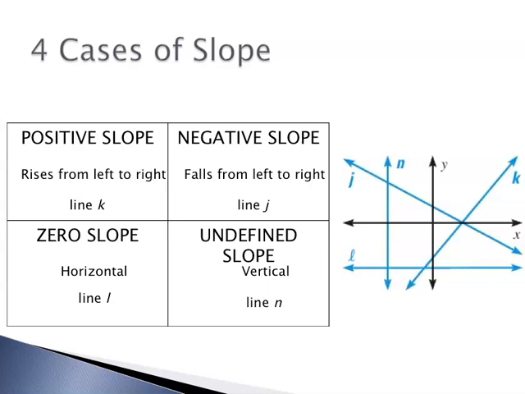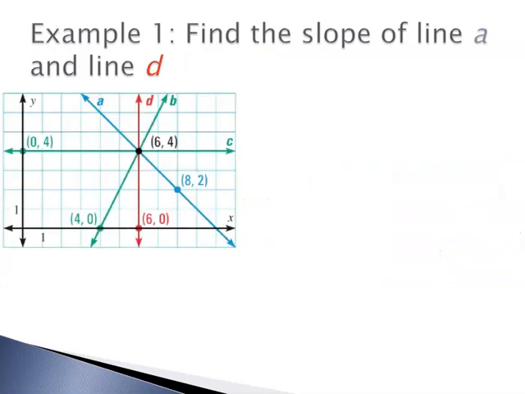Alright, take a look at example 1. Find the slope of line A and D. Now let's start by looking at line A. So we see that line A goes through the points 6, 4 and 8, 2. I'm going to use those points to find the slope. So the slope, remember, is going to be y2 minus y1 over x2 minus x1. Now it doesn't matter which one you make x1, y1 and which one you make x2, y2, as long as you're consistent. So let's say, for example, that I make x1, y1 the 8, 2 and x2, y2 6, 4.